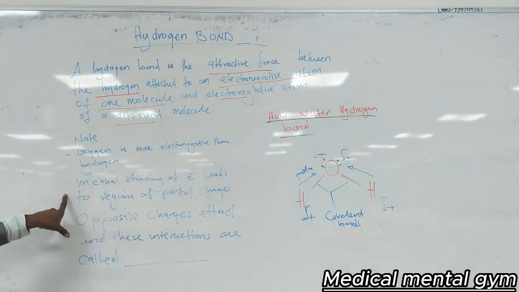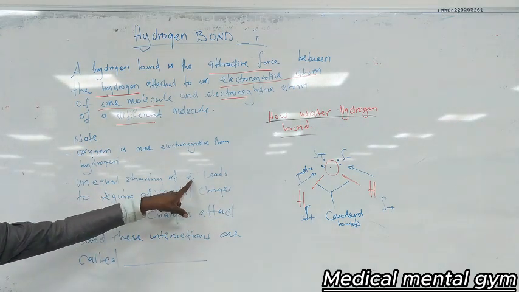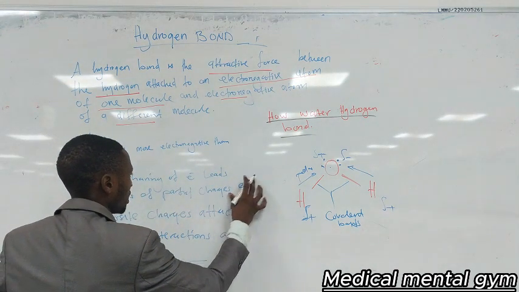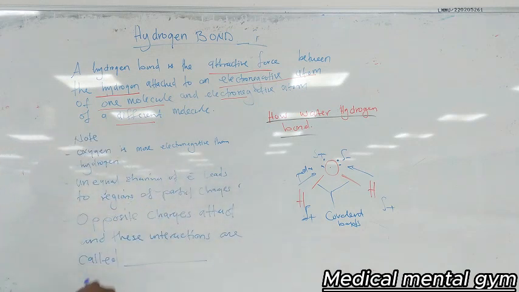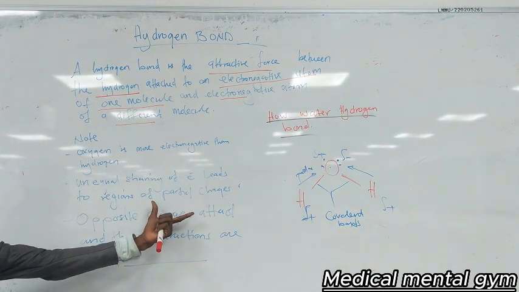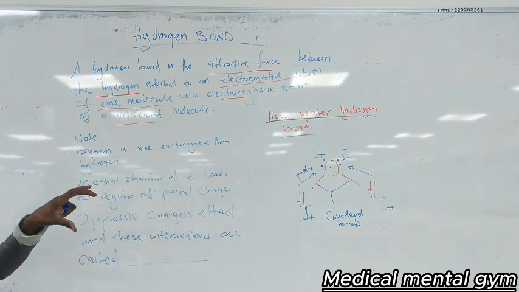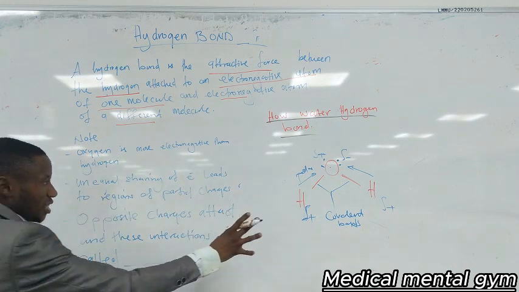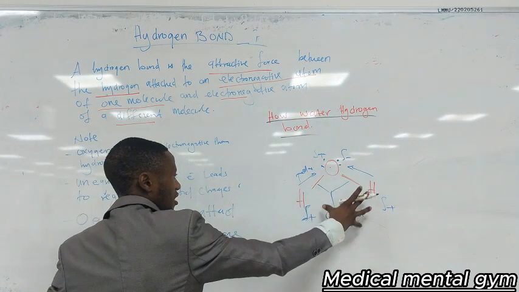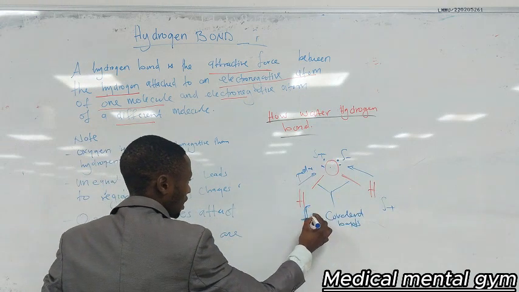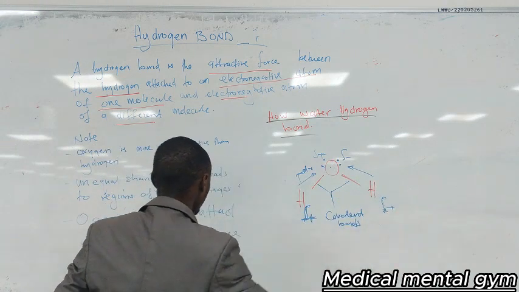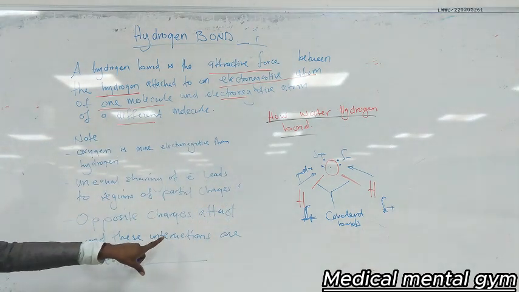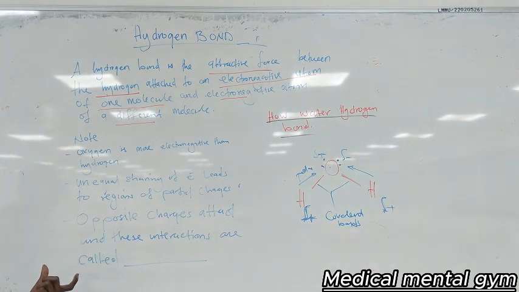So this is what this point is. An unequal sharing of electrons, that is just electrons, a negative charge, leads to regions of partial charges. When there is that unequal sharing of electrons, there are unequal partial charges around these molecules, as we have indicated here. Now, point number 3, opposite charges attract. Let's stop there.